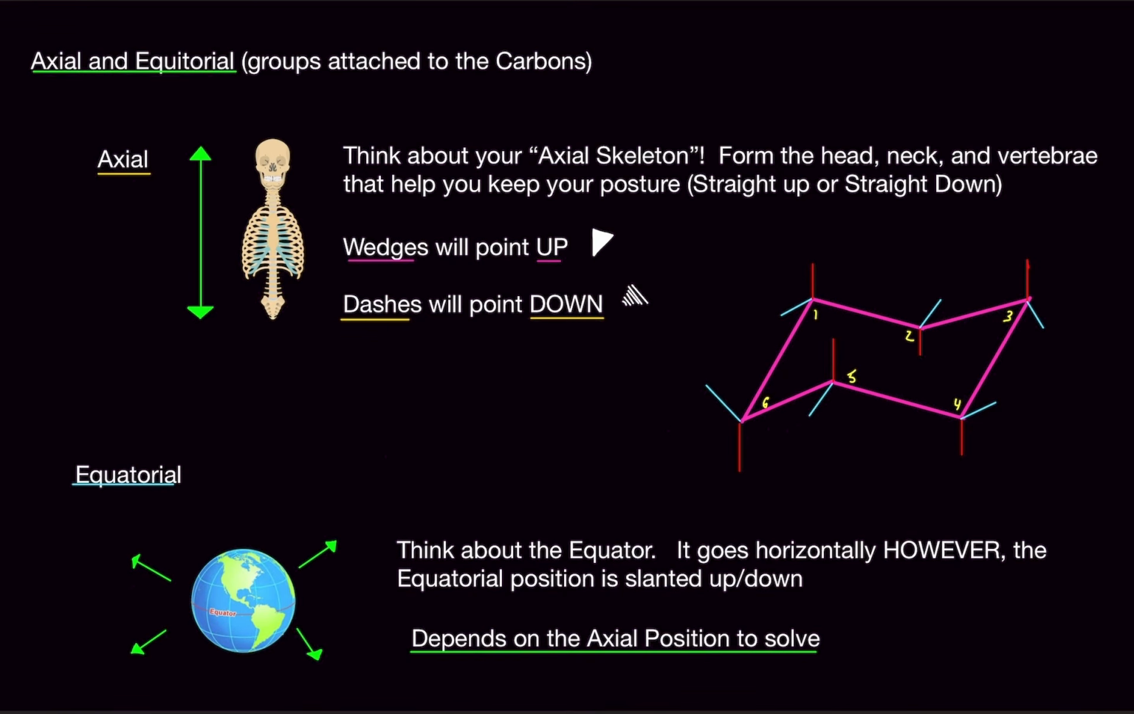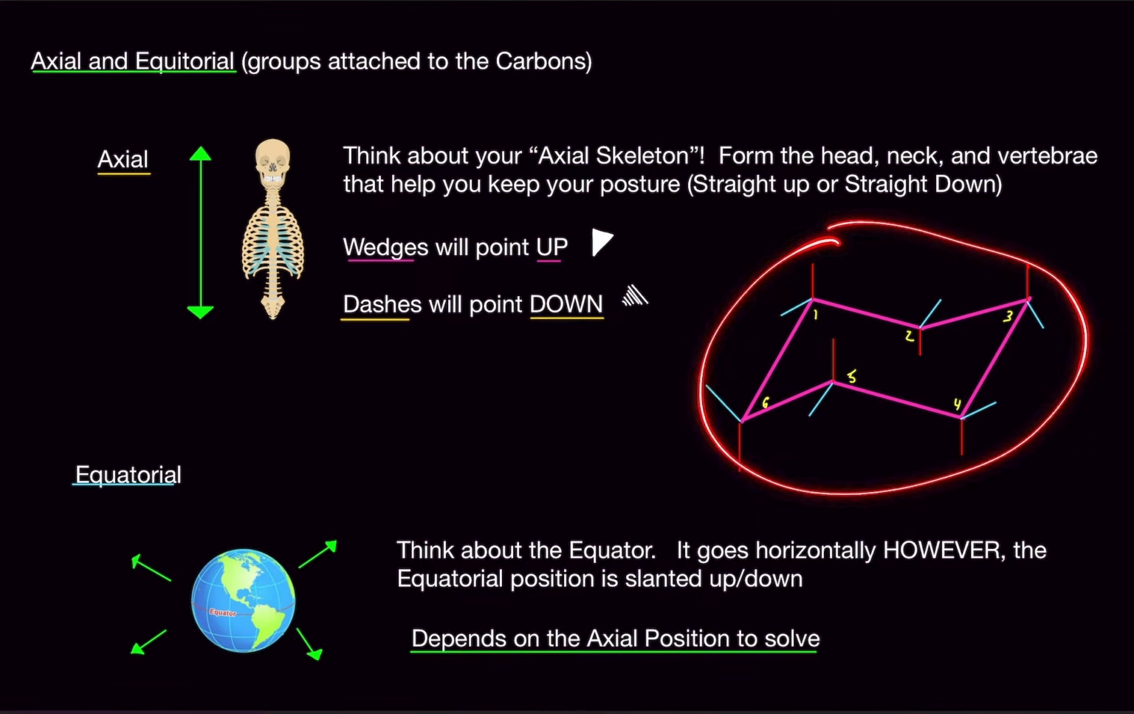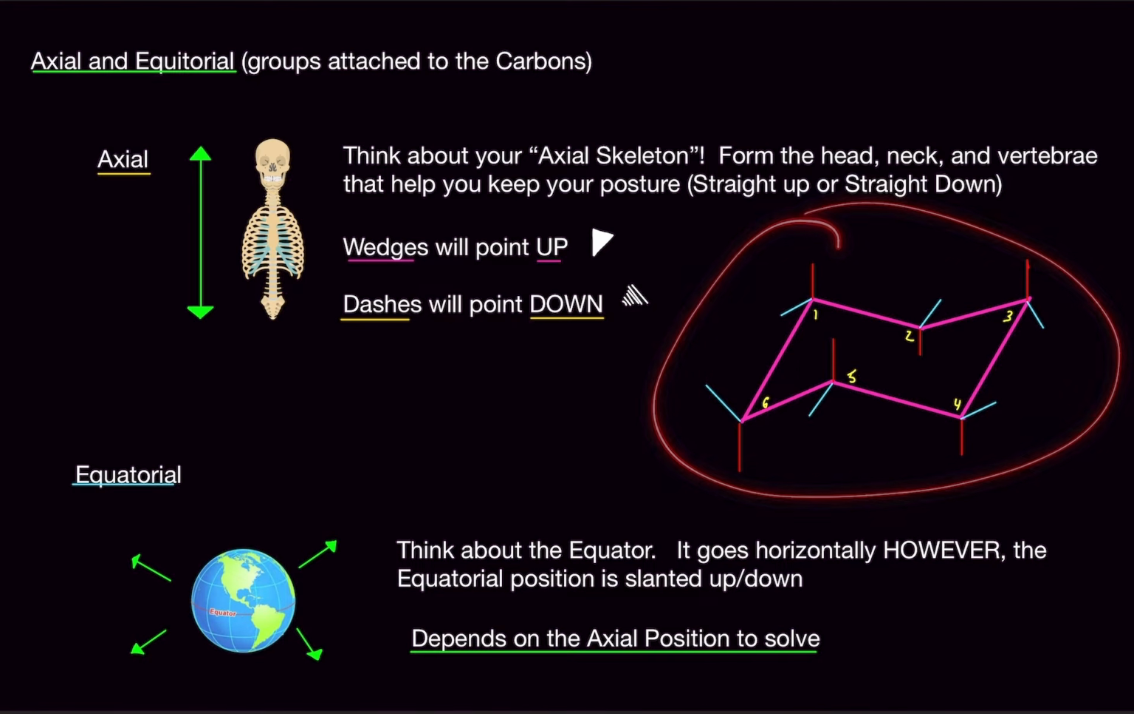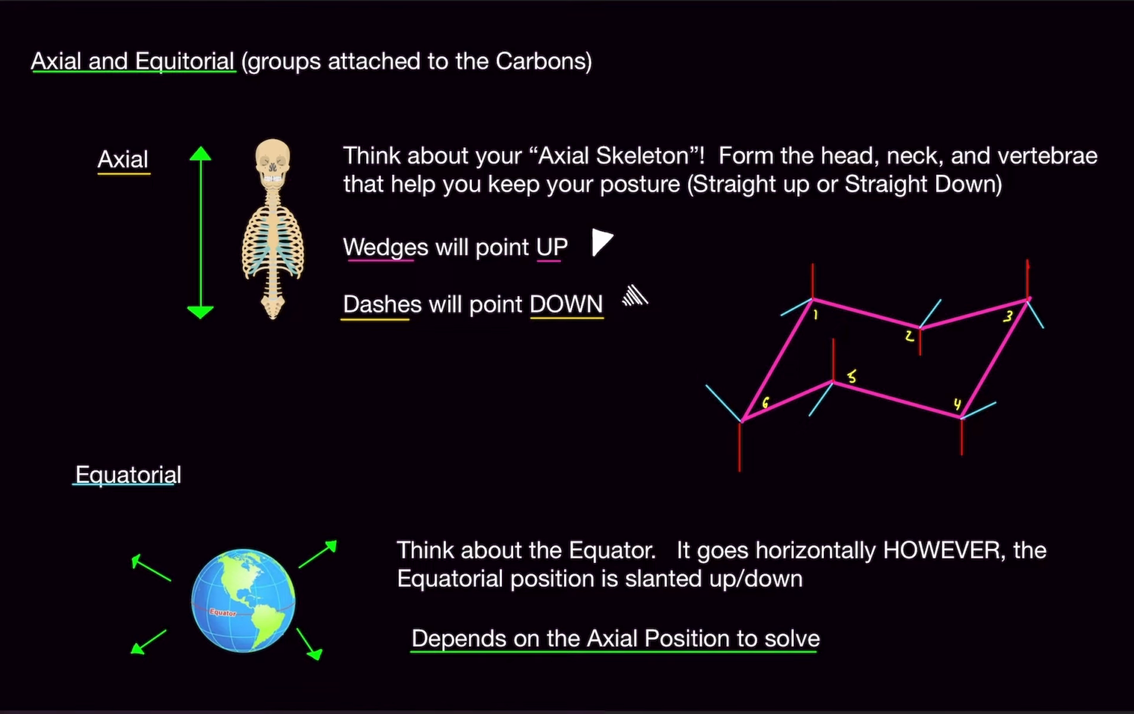So that is basically it. This is what you need to memorize, okay? This can apply to basically every single problem for chair conformations. And this will help you judge where molecules are going to go.